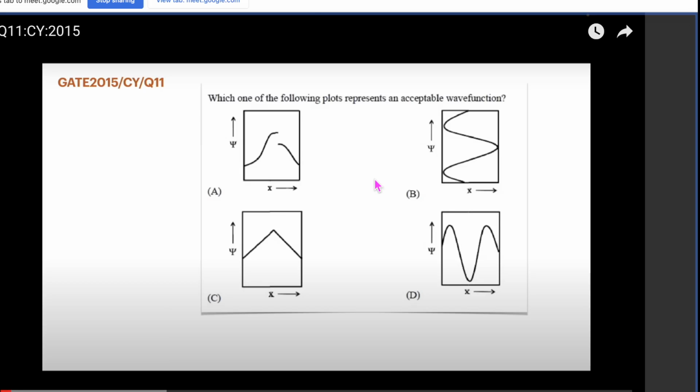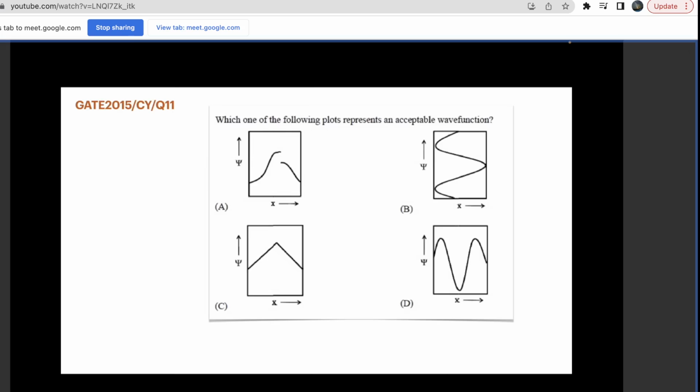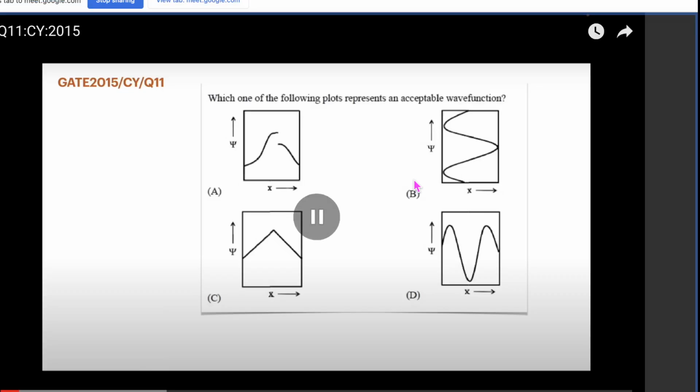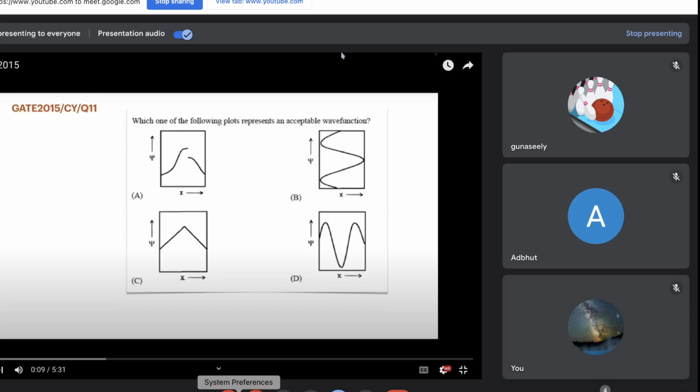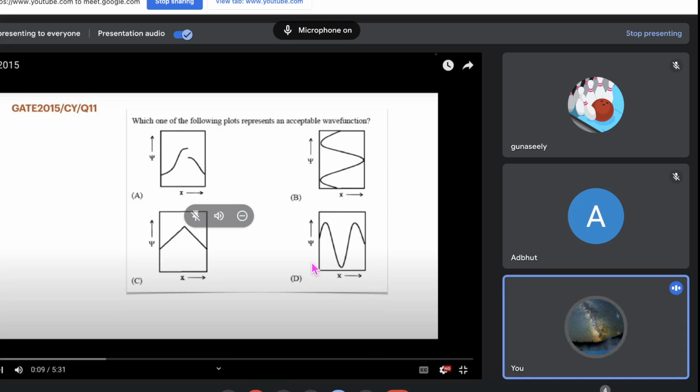Hello everyone. In this video, I will be solving the GATE 2015 chemistry question. For this particular question, I will ask you to just have the answer in your mind, and then compare the reasons behind each, why this cannot be the particular acceptable wave function.